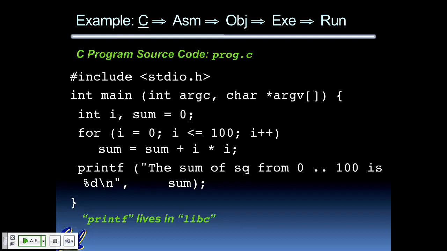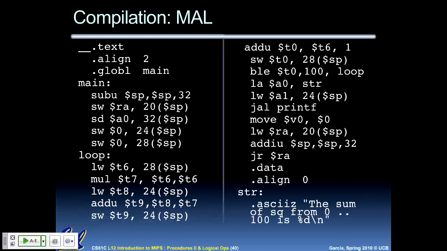So here's the main function. It takes in the arguments here, declares a couple of integer variables, loops around, calculating the sum of the first 100 squares, then prints out the result, and then exits. So printf, the function, lives somewhere else. It lives in the C library, so it won't be part of this C compilation.